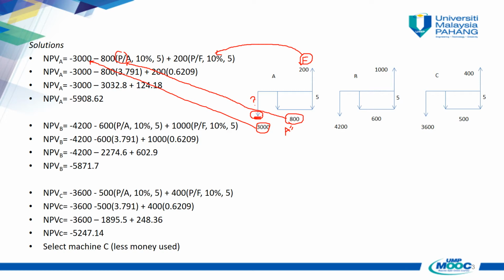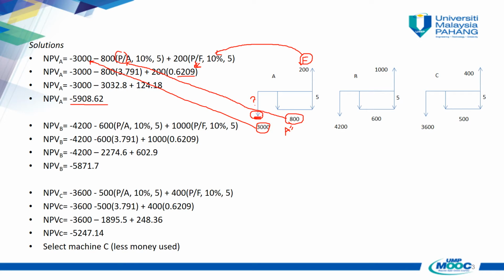3.791 comes from our compound interest table, column P over A at 10% interest rate at 5 years. And then plus 200 multiplied by 0.6209. This value comes from finding P when you know the F, column P over F, at 10% interest rate at 5 years. Once we compile all of these values, we will see that the NPV A is negative 5,908.